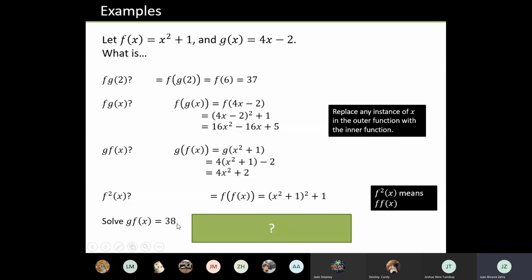Solve g of f of x equals 38. Well, first of all, we have to work out what g of f of x is. So g of f of x was 4x squared plus 2. So if you want to know when it's equal to 38, we're going to get 4x squared plus 2 equals 38. We solve that. Okay, easy.